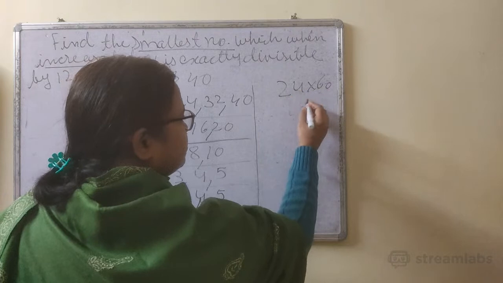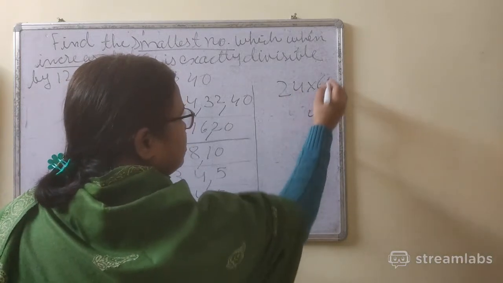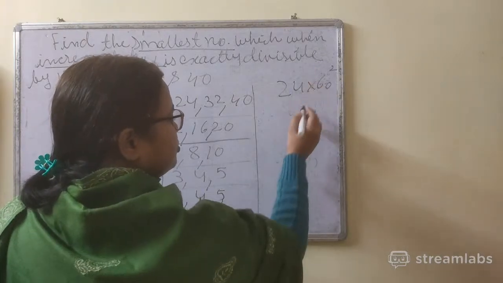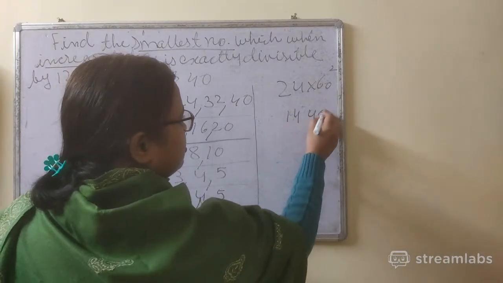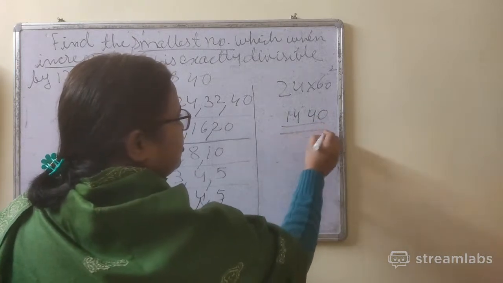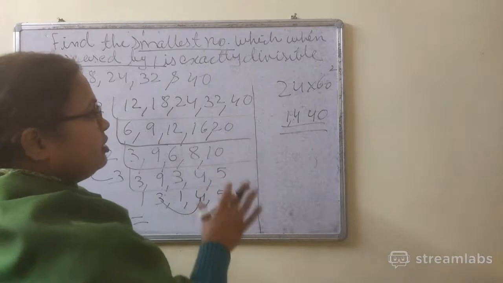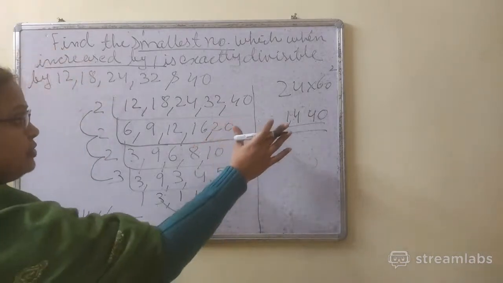So 6 4s are 24. 4, 2 here. 6 2s are 12. 12 and 2, 14. So 14 means 1440 will be the answer. Then what we have to do? Okay, we don't have to leave till here only.